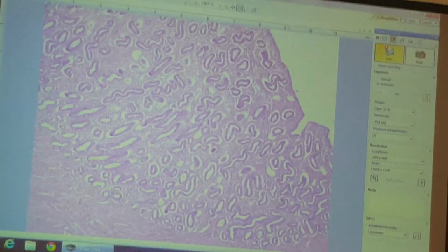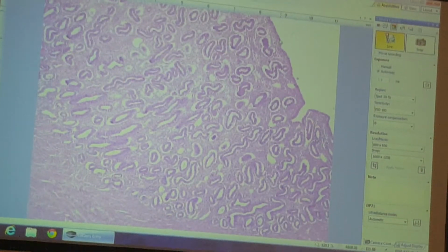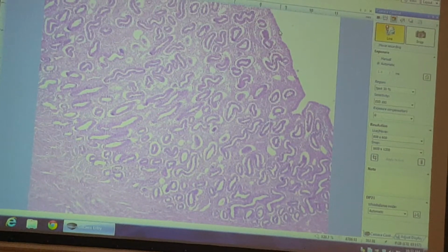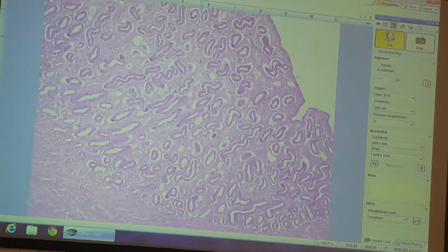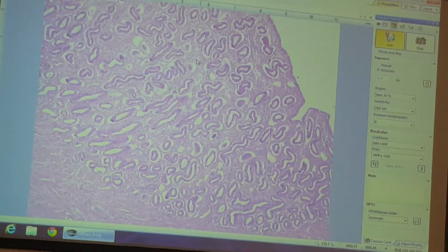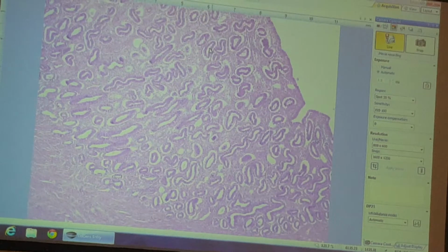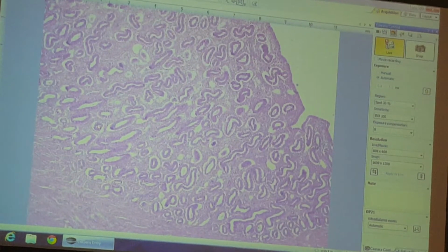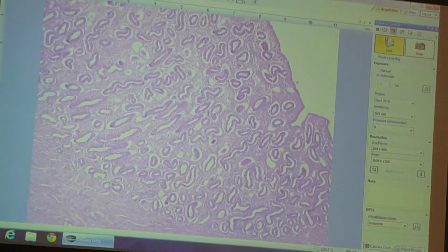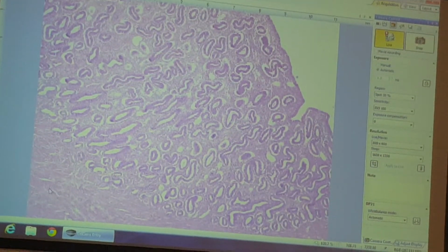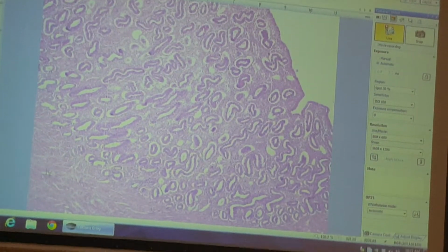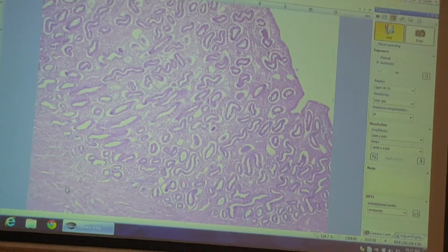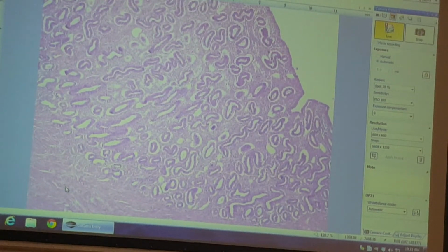Okay, one more time. Name this layer. Simple columnar epithelium. Name this layer. Lamina propria. Name this structure. Uterine gland. Name this layer from here to here. Name this layer here. What kind of tissue would I find in the myometrium? Smooth muscle tissue.